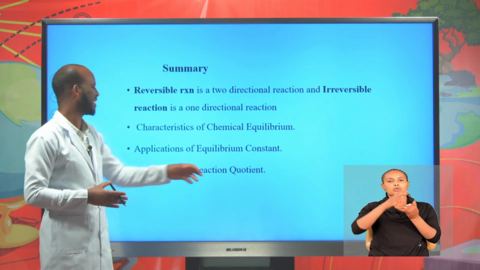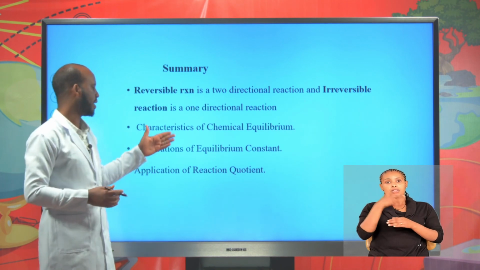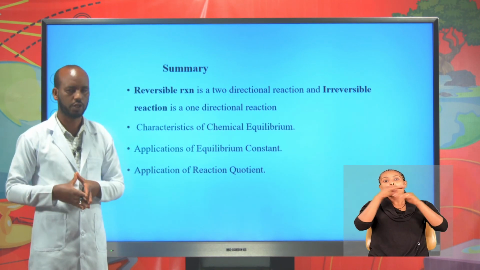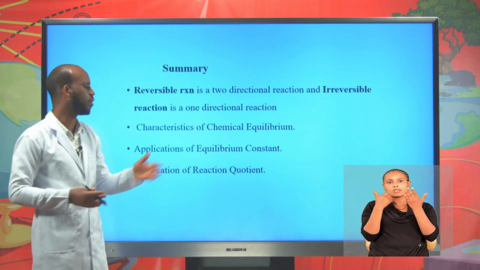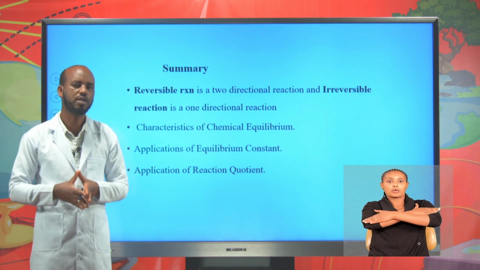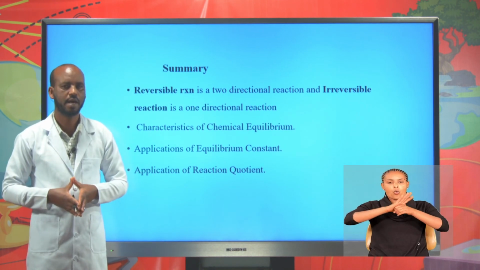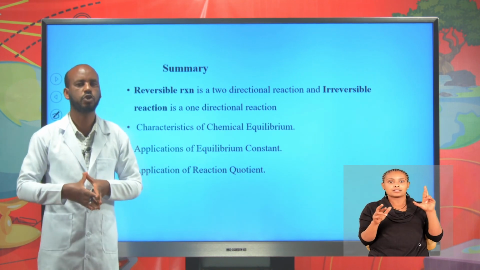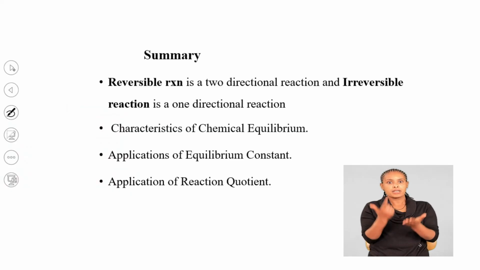We also discussed characteristics of chemical equilibrium. As we said, a reaction is said to be an equilibrium reaction if and only if the forward rate equals the reverse rate. This is one of the characteristics of an equilibrium reaction. The other characteristic is that the reaction must take place in a closed vessel, in a closed container. Concentrations of reactants and products remain constant at equilibrium. These are some characteristics of reactions at equilibrium.